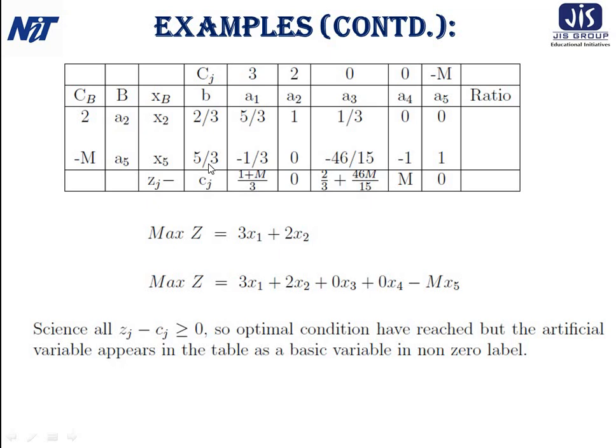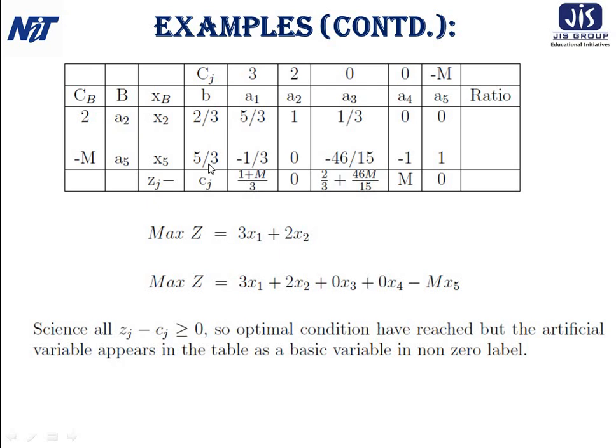And in the simplex method there are four types of solution. One is unique solution, another one is no solution, another one is infinite number of solutions, and another one is unbounded solution. Unique solution means only one solution exists. Infinite number of solutions: when more than one solution exists, then the problem has infinite number of solutions. And no solution: if an artificial variable appears in the last table as a basic variable, then the problem has no solution.